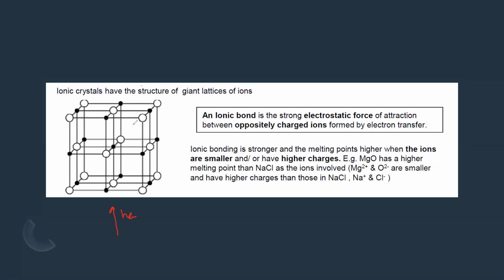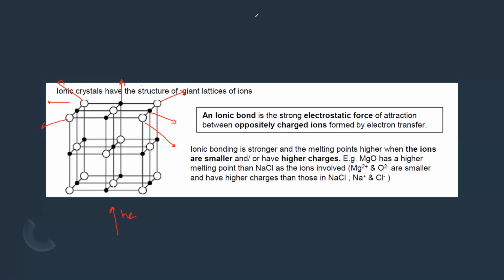So when this ionic compound changes state, the ions should move away from each other. So we have to supply enough energy so that we can move these ions away from each other, and these ions can move. If a stronger force of attraction is there, it means we need a greater amount of energy to move these ions away from each other.